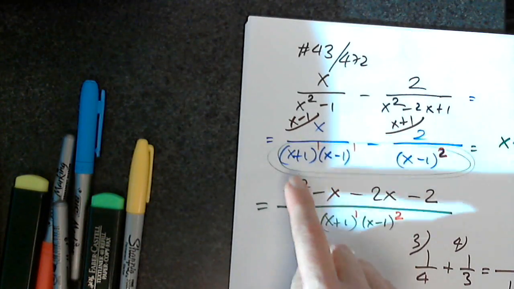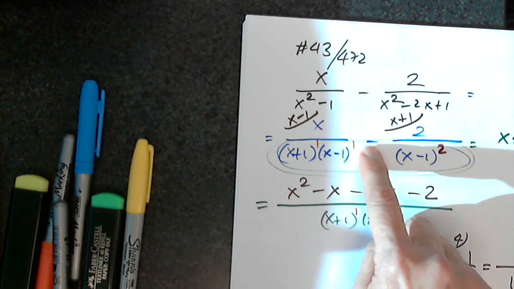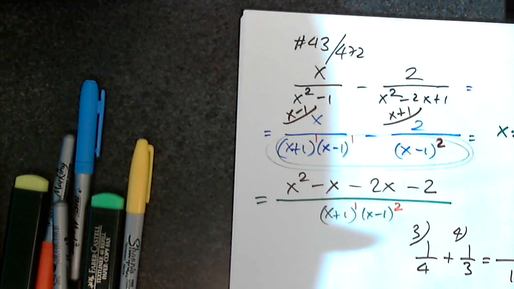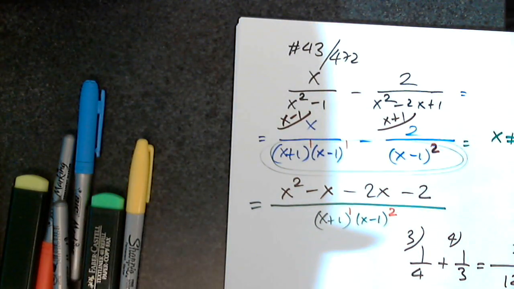So therefore, x times x is x squared, x times negative 1 is negative x, negative 2 times x is negative 2x, and negative 2 times 1 is negative 2. Is it clear now how we establish this quantity? Yeah, sure is. Excellent. I appreciate it. Thank you.